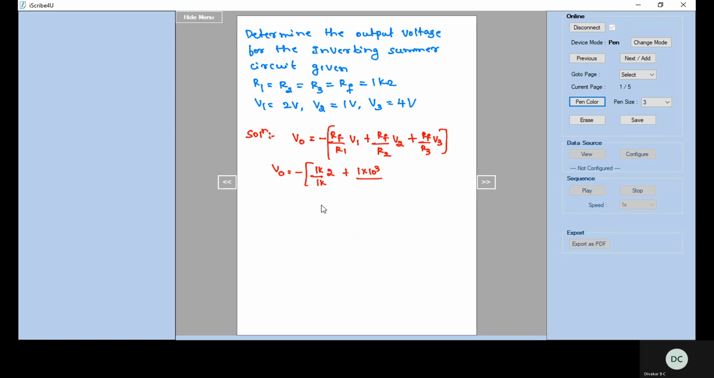divided by R2. What is the value of R2? R2 is 1 kilo ohm. So we know the value of V2. V2 is 1, plus similarly the value of V3 is 4 volts. So therefore V0 is equal to minus of 2 plus 1 plus 4. So V0 is equal to minus 7 volts.